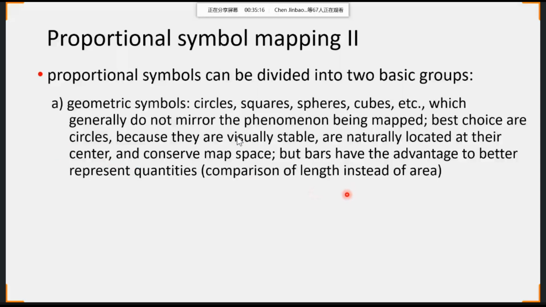So sometimes bars are used, but they have the disadvantage that it's more difficult to locate them, that they need relatively more space than circles, which is sometimes a problem if you have great differences within the data. So some areas have very low numbers, other areas very large numbers. Then you quickly get into trouble when you use length. The area works better for this reason.